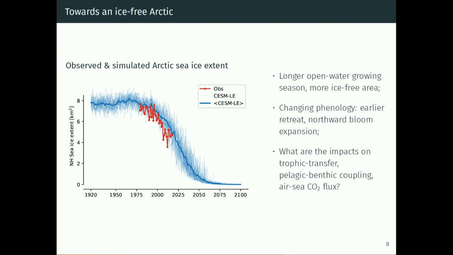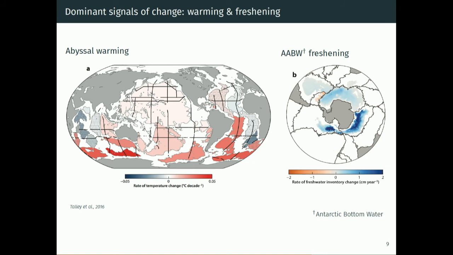Moving to the Antarctic, some of the dominant signals of change we see here are actually abyssal warming rates. The abyss in the Southern Ocean is warming faster than anywhere else on the planet. We also see that waters in the abyss are becoming fresher, likely a result of freshwater contributions from continental ice.